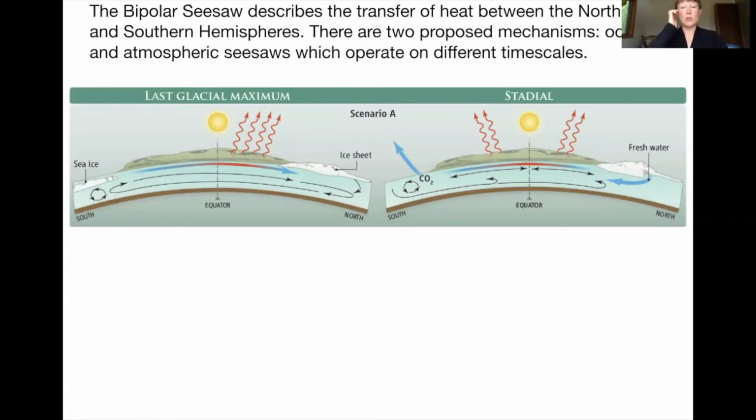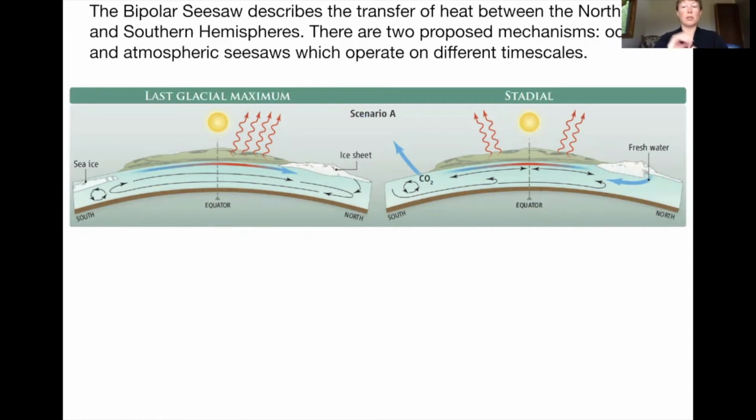So this is an oceanic mechanism that transmits heat from the north to the south. And by doing so, it can melt the sea ice around Antarctica, which warms up Antarctica. And as these changes happen, there can be the release of CO2. We haven't really talked about what CO2 does during these events, but basically CO2 is playing a role in warming the climate, right? We know that. So this is the oceanic mechanism of the bipolar seesaw.